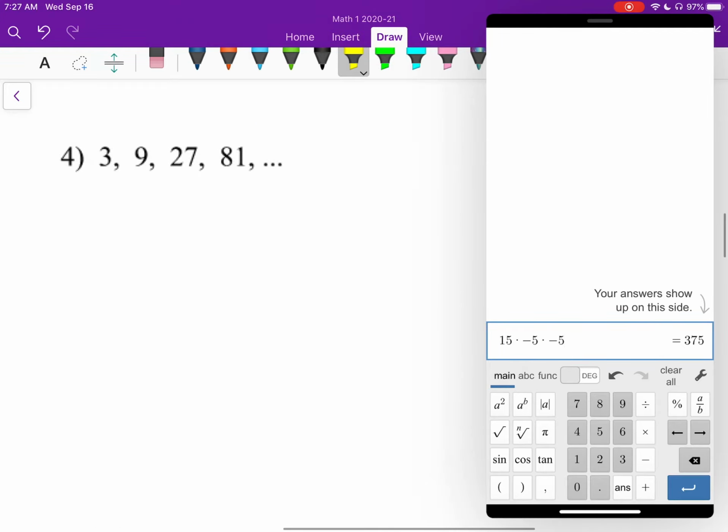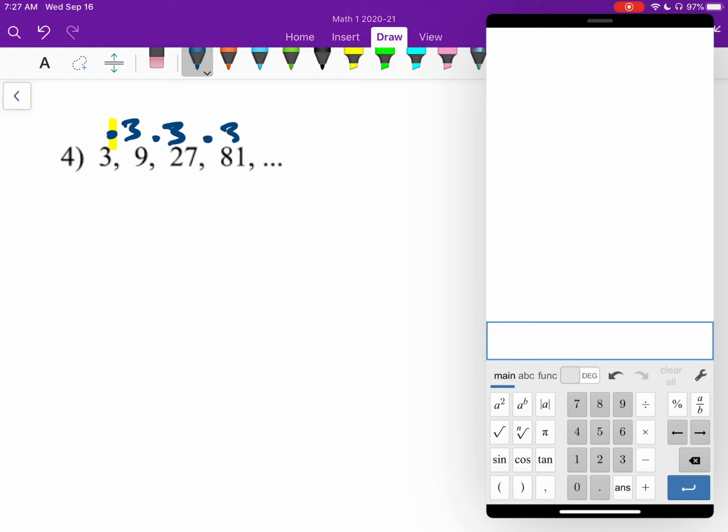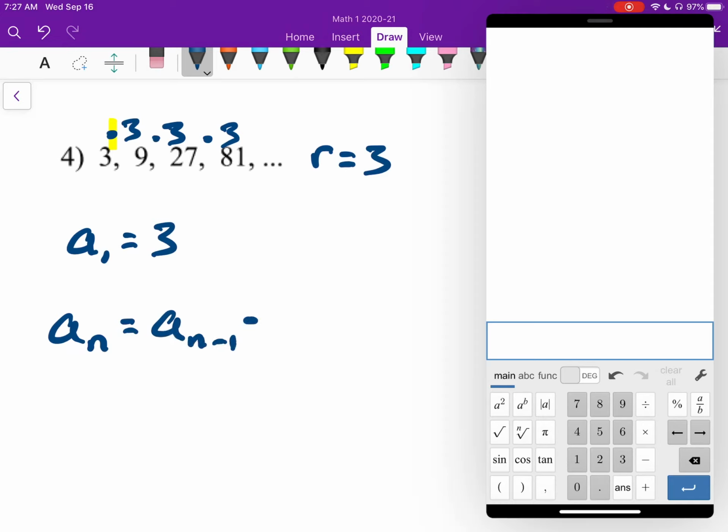All right, number 4. Maybe I won't mess this one up. 3 times 3 is 9, times 3 is 27, times 3 is 81. So r equals 3, a sub 1 equals 3, a sub n equals a sub n minus 1 times 3.